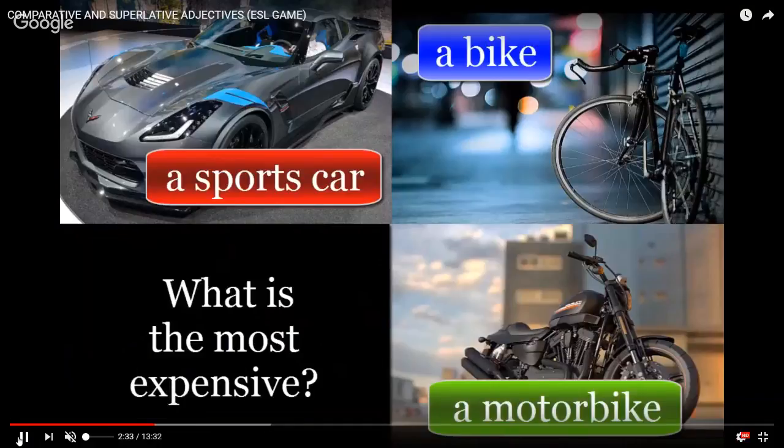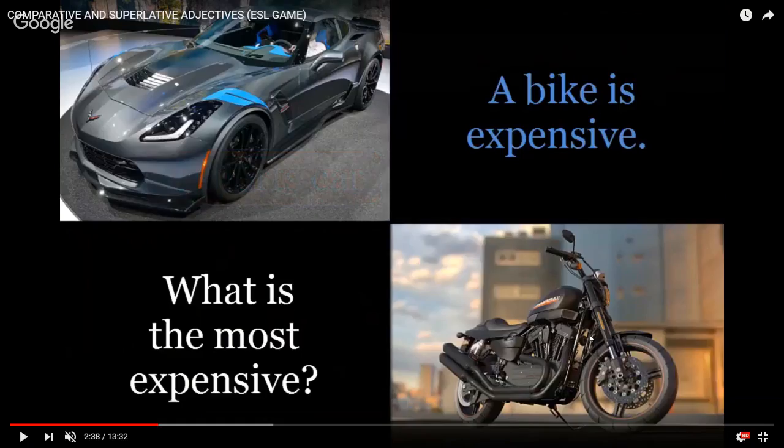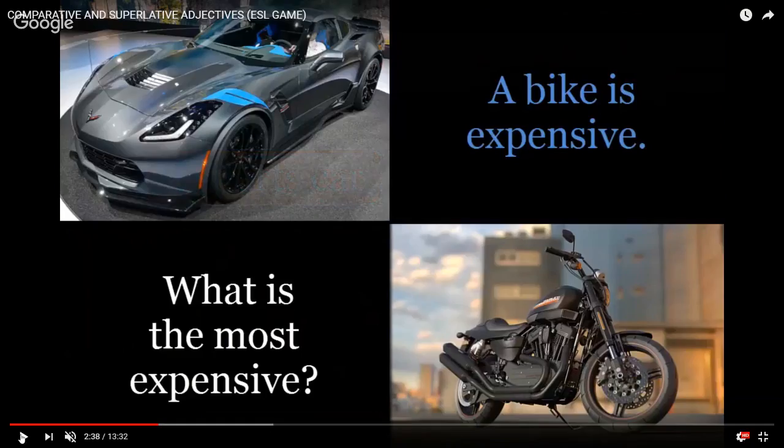No, Andreita. The basic one. A sports car is more expensive. No, it will be the last one. Look at this. A bike is expensive. The basic is, remember, the basic is the normal one. Sí. A bike is expensive. Now, the comparative. A motorcycle is more expensive than a bike. Very good. Yes.